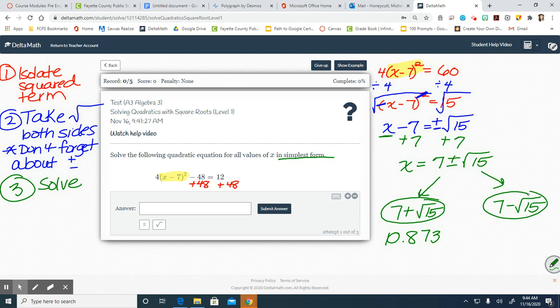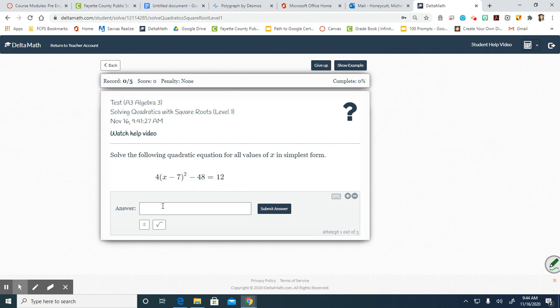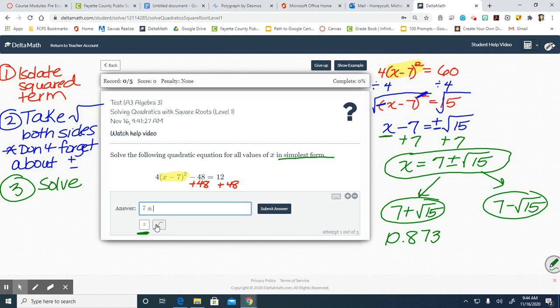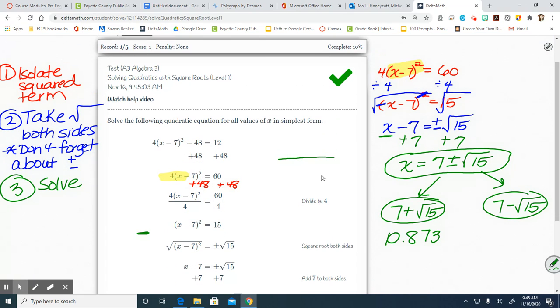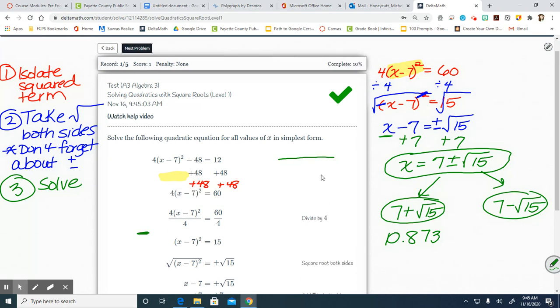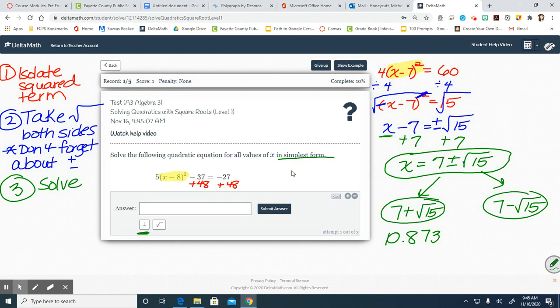But I'm also noticing they let me have this plus or minus symbol, so I bet Delta Math wants me to enter my answer like this. So I will enter 7 plus or minus the square root of 15. Check my answer. Correct. Next problem is the same. So let's try it.